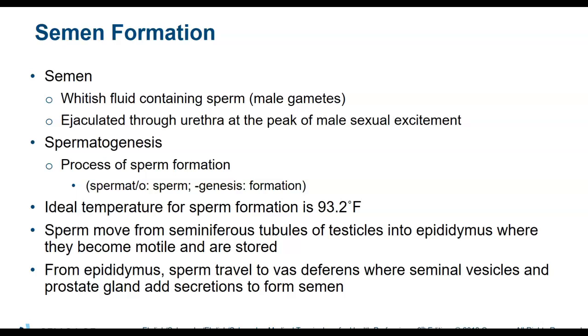So spermatogenesis is the process of sperm formation. There is an ideal temperature for sperm formation, and it's 93.2 degrees Fahrenheit. This is why the testicles can move, because if men are cold, the testicles are pulled up closer to the body to maintain that 93.2 Fahrenheit temperature. If their body is warmer, they will drop below the body so they can maintain that temperature. It really is quite interesting.